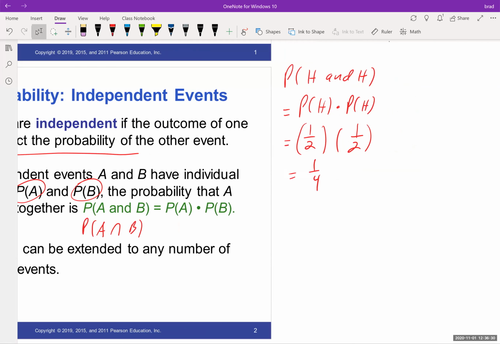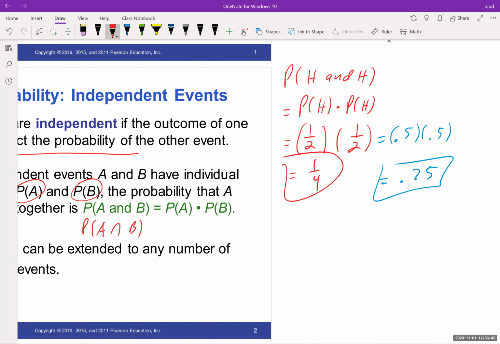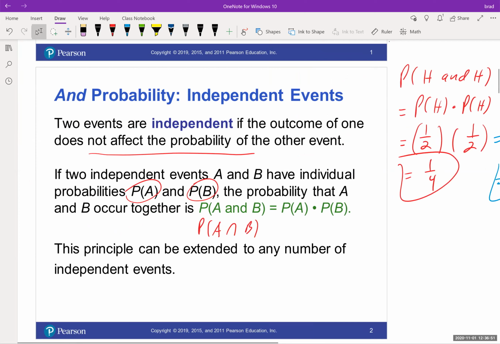Or you could have also done it this way. Alternatively, you could have done it with decimals: 0.5 times 0.5, which is 0.25. Both are correct, depending on what the question asks for. If it asks for fractions, you give 1/4. If it asks for decimal, you give 0.25. Okay. This principle can be extended to any number of independent events. All right.